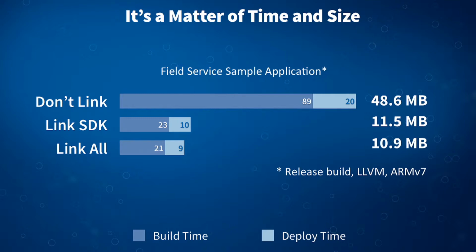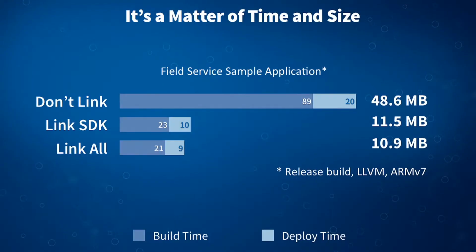Here we see that disabling linking takes a lot of time. It's 3 to 4 times longer to build. But it also generates a huge application that's nearly 50 megabytes. Where does it come from? Well, it's your native executable that is much bigger.